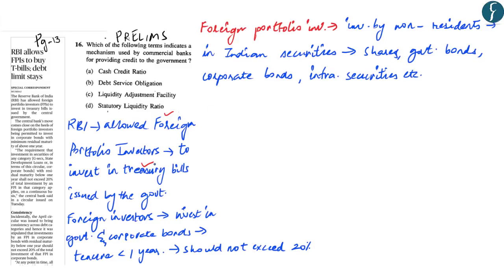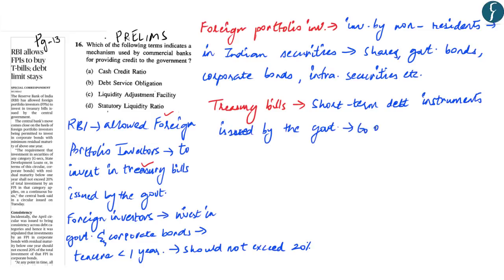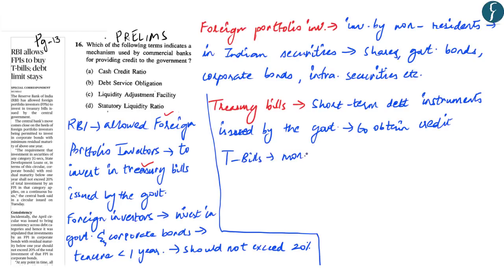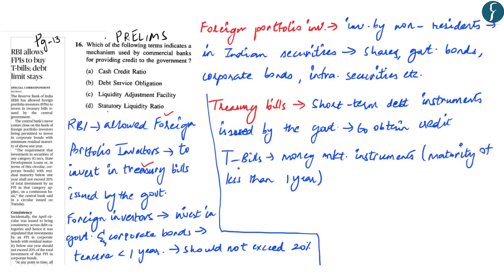Also, you should know the meaning of this term treasury bills. So, treasury bills are basically short-term debt instruments that are issued by the government to obtain credit or to obtain debt. Also, these treasury bills or T-bills are characterized as money market instruments. Why are they called money market instruments? Because money market deals with those funds that have a maturity of less than 1 year. And treasury bills also have a maximum maturity of 364 days. That is why treasury bills are called money market instruments.